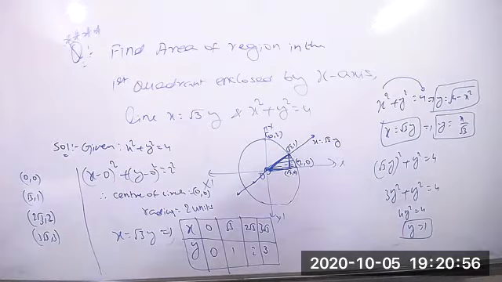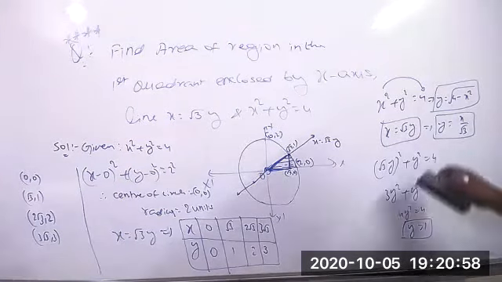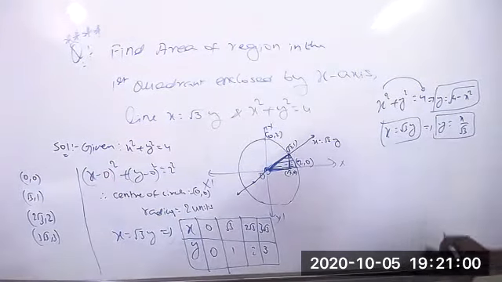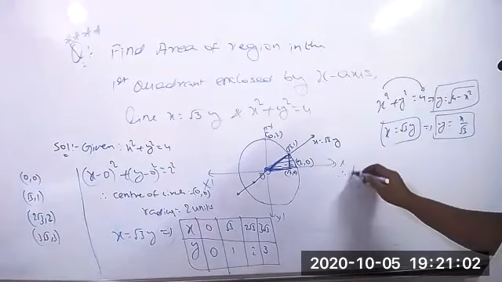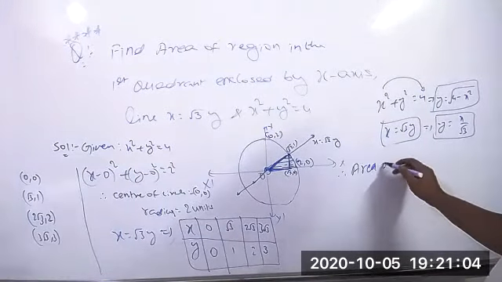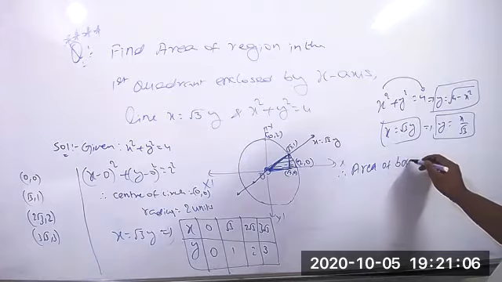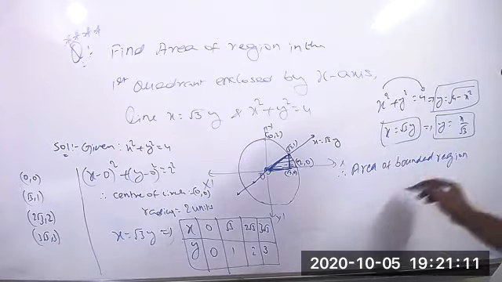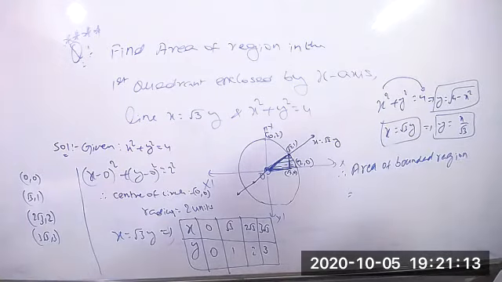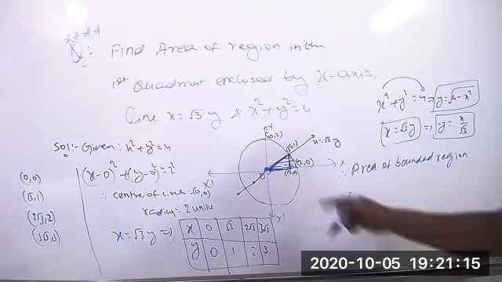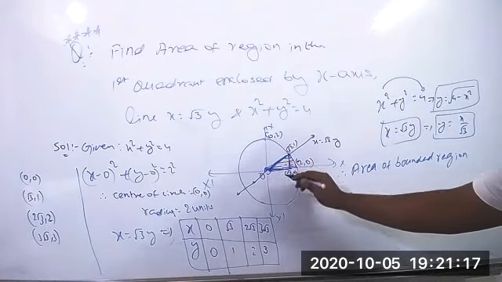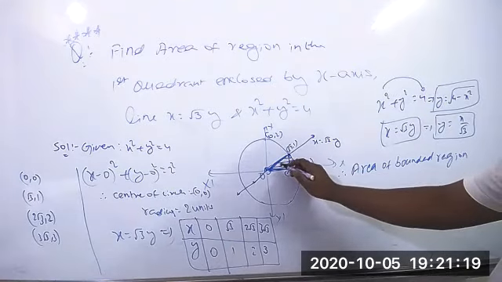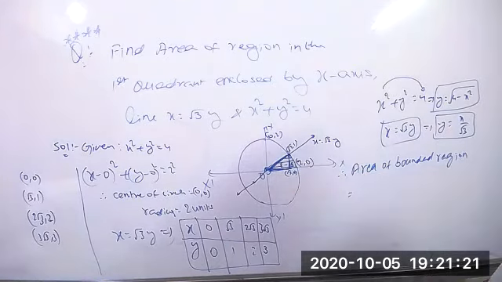Now we can take the area of the bounded region. So the area of the bounded region is equal to, you can write clearly, the area of the first part plus the area of the second part.